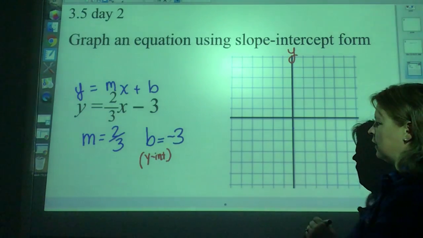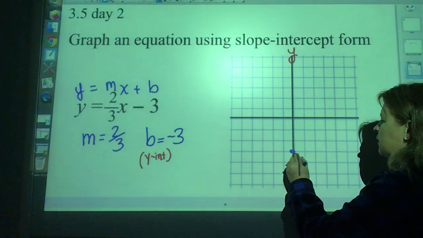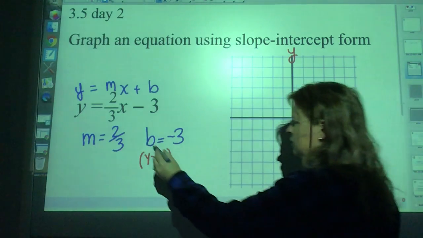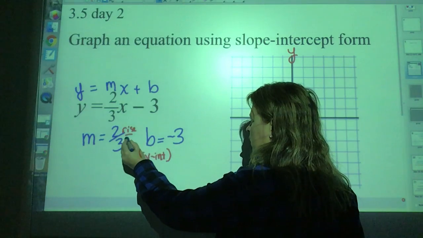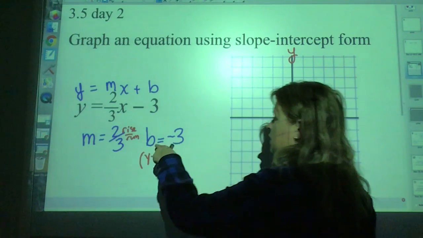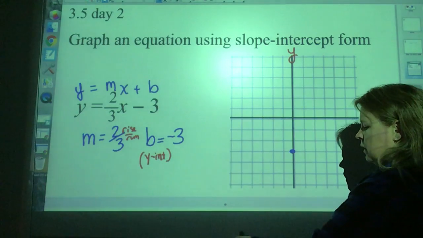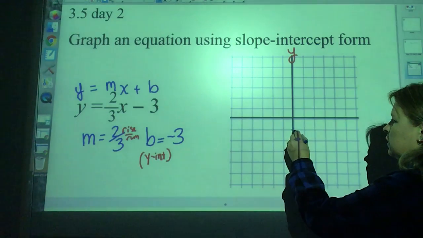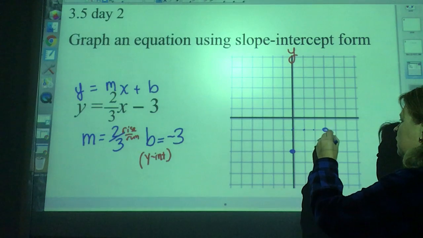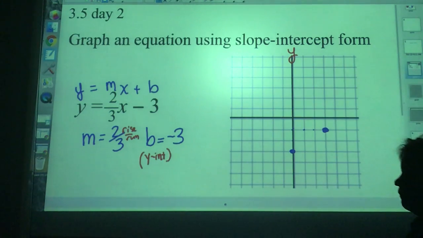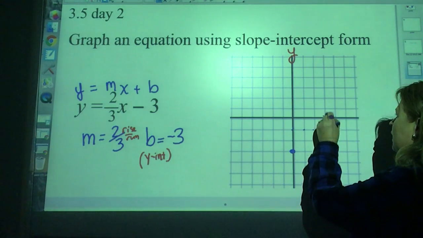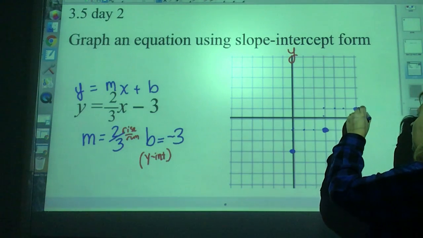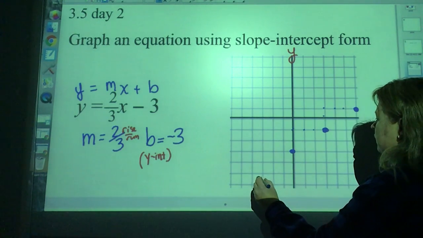Our first one is down 3. Oops, I just erased it. And our second one is rise over run. Starting from our base, don't go back to the origin. Starting from our base, we're going to rise 2, run 3, and make a point. And you can draw a line through those 2 points. You could, however, if you wanted to make sure your line was nice and straight, go rise 2 and run 3 again. You don't have to, but you can.